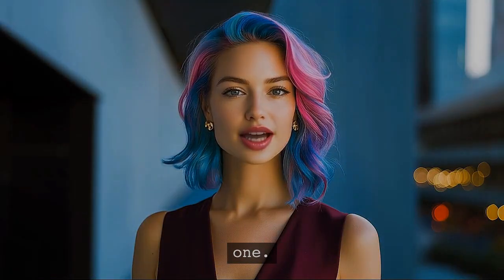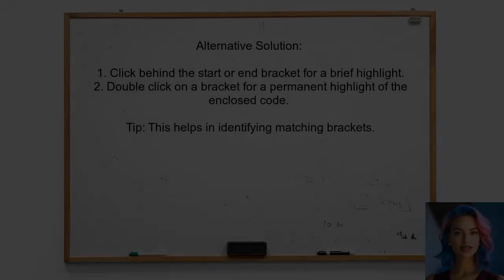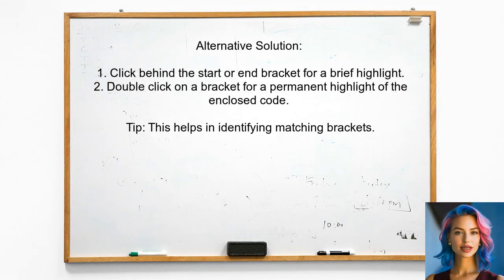Let's explore another one. An alternative approach shared by another user suggests a different way to navigate your code. They mention that while this method doesn't enable folding, it can help you identify matching brackets. Simply click just behind the start or end bracket to see a brief highlight of both. For a more permanent highlight, double-click on either bracket to highlight everything in between.